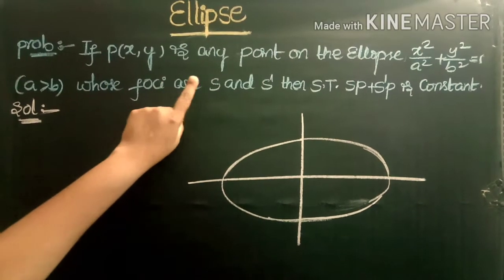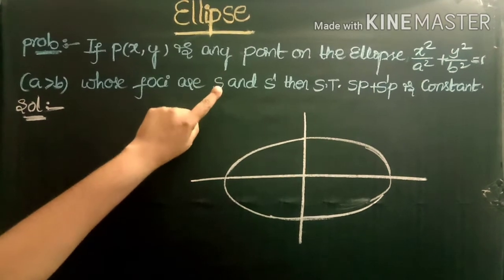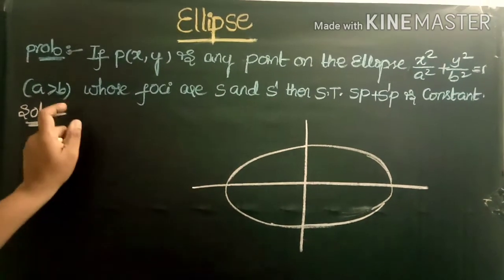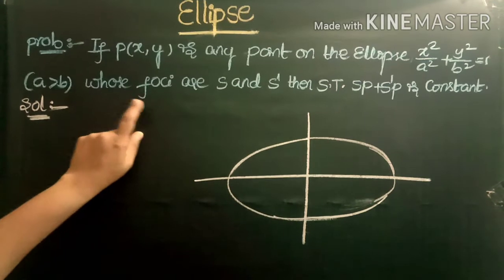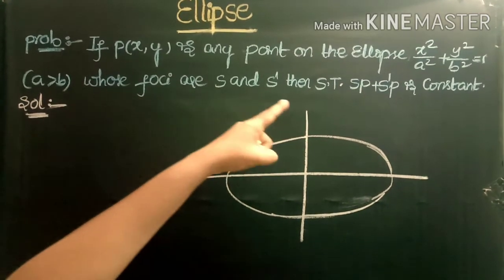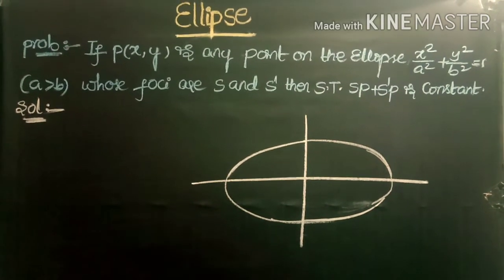x comma y is any point on the ellipse x square by a square plus y square by b square is equals to 1 when a greater than b, whose foci are S and S dash. Then show that SP plus S dash P is the constant.